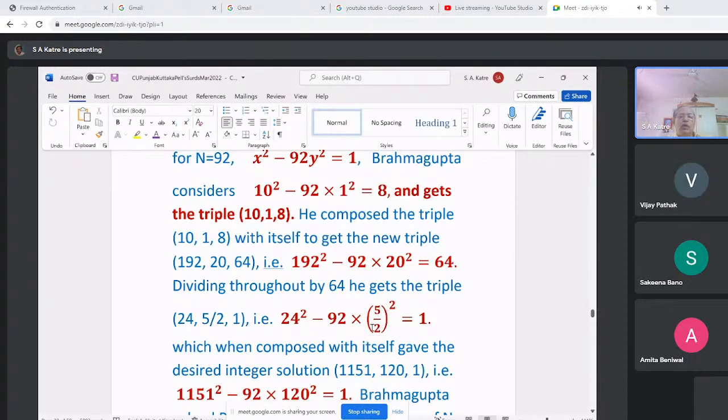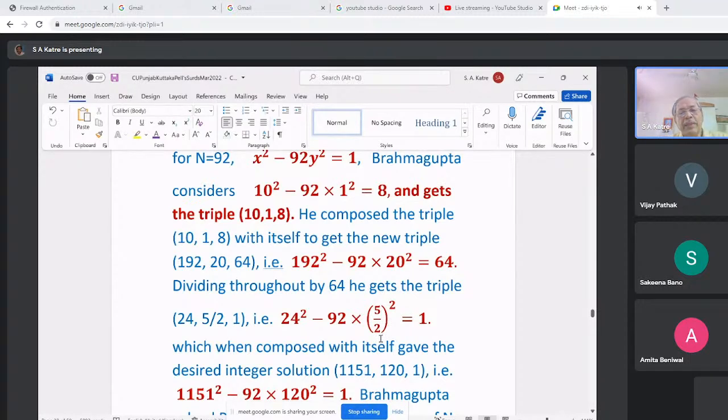But you have got here 5 by 2, which is a rational number. So, it is not the final solution. You have been successful in getting rid of this 64 and getting 1 on the right hand side as required. But the sacrifice that you are making is, instead of integers you are getting fractions. If the problem is unsolved and you want to get an integer here, how will you do that?